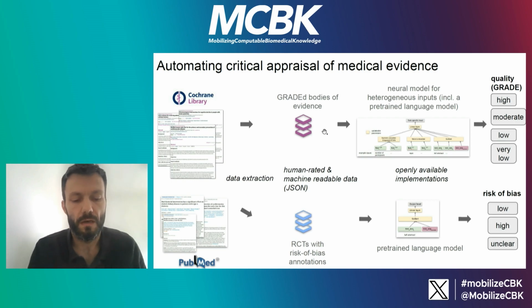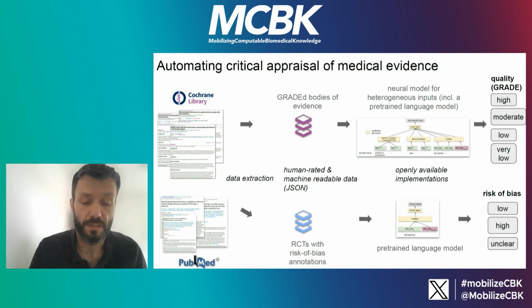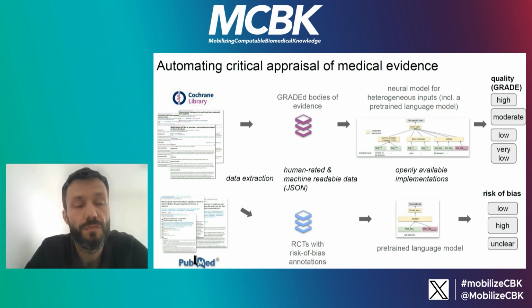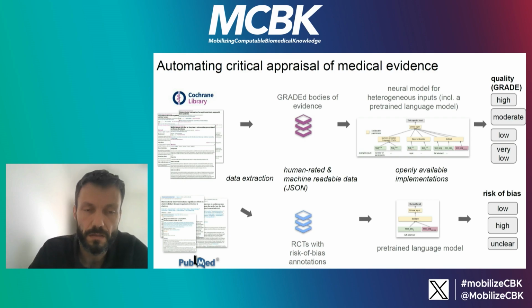Let me now zoom in briefly on one such area, namely automated quality assessment of evidence. In recent work, we studied in detail two tasks, one of assigning quality grades to larger bodies of evidence following the GRADE framework, which is shown in the upper half of the slide. The other approach concerns risk of bias assessment for individual randomized controlled trials using different bias criteria. For both GRADE and risk of bias assessment, the ground truth quality judgments come from the Cochrane library.